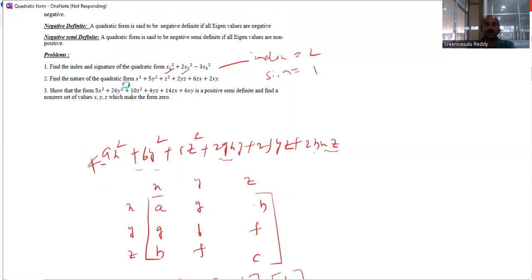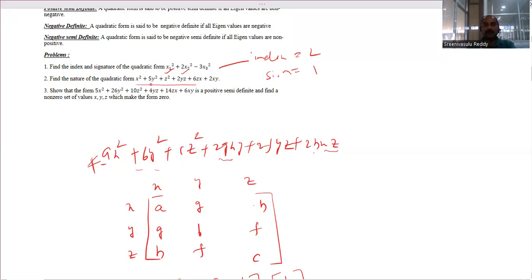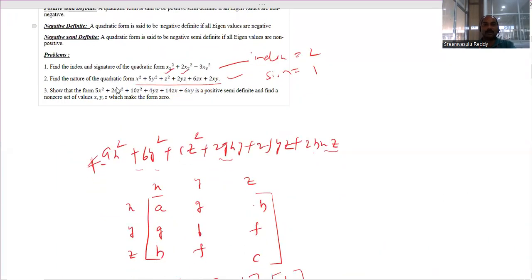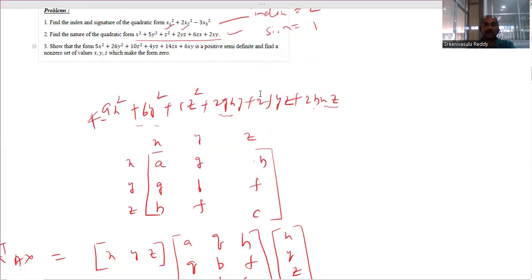Find the nature of the quadratic form. Here it is not in the standard form, so reduce this into the standard canonical form. Finding the nature means deciding whether it is positive definite, positive semi-definite, negative definite, or negative semi-definite. First find the matrix, then find its eigenvalues. Then only can we decide the nature.